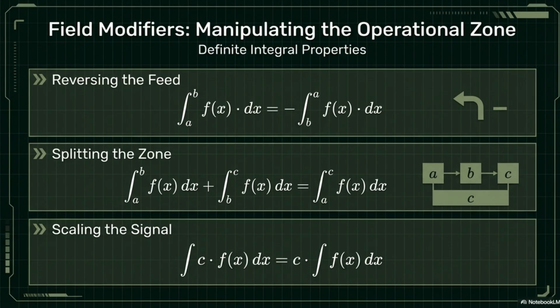To manipulate the operational zone, memorize these definite integral field modifiers. Reversing the feed. If you flip the limits of integration, you must reverse the sign to a negative. Splitting the zone. You can break a continuous integral into adjacent intervals, adding them together. Scaling the signal. Constant multipliers can be factored outside the integral.